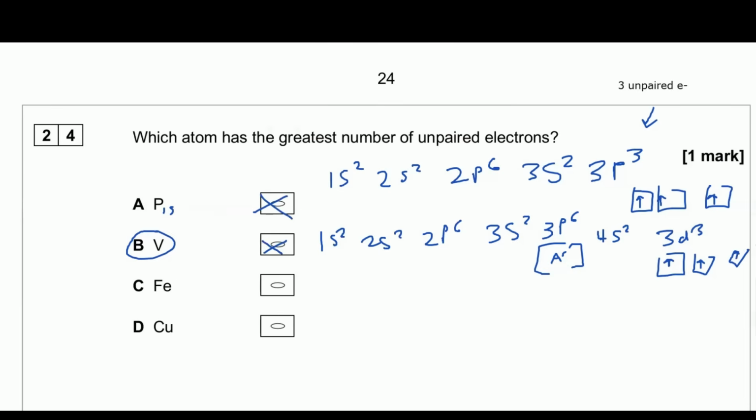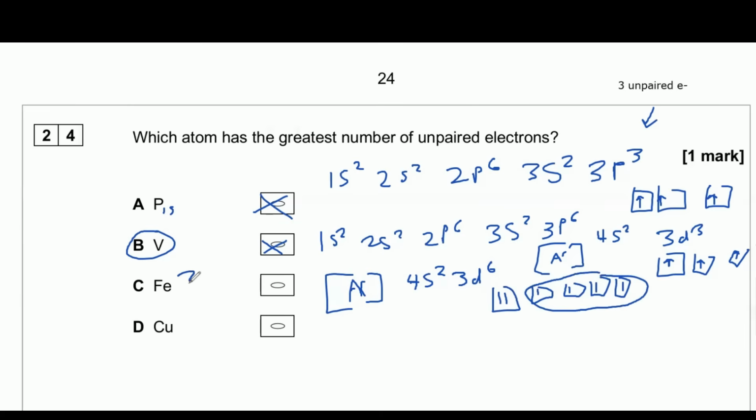Let's check out iron. Now, iron has the atomic number of 26. So I'm just going to write Ar, which is the shorthand for argon, the first 18, up to 3p6. Then we've got 4s2. That's 20. I've got 6 more electrons after that to add in. So we've got 4s2, and then I go 3d6. So this means in the 3d orbitals, I have 1 in each and then 1 that's paired up. That means there's 4 unpaired in the 3d subshell. There are 4 unpaired orbitals, so 4 unpaired electrons. So that might be the answer.